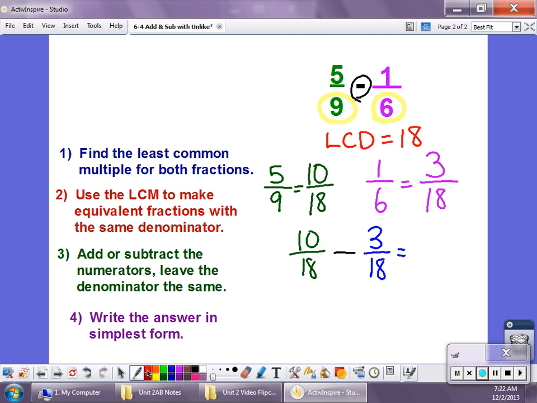So 10 minus 3 is 7, and I keep the same denominator. Now 7/18 is already in simplest form, so there's nothing I can do to it. So that's my final answer.